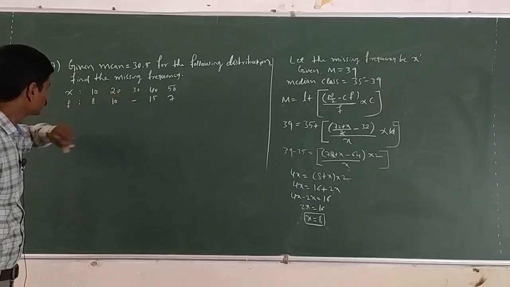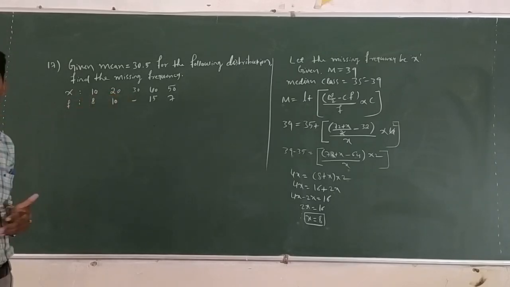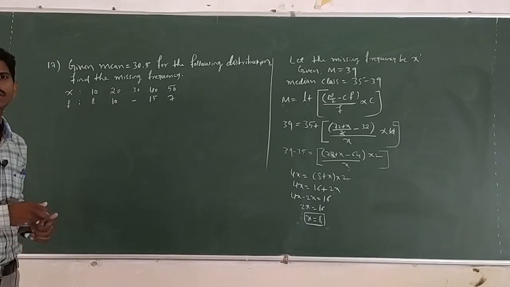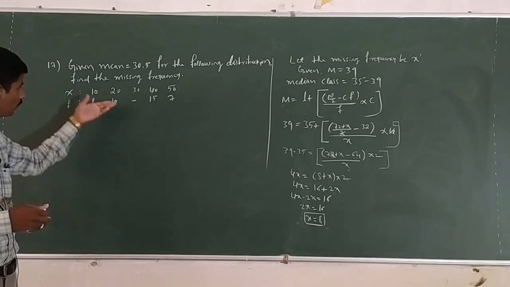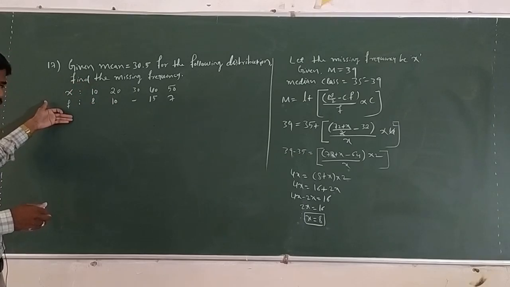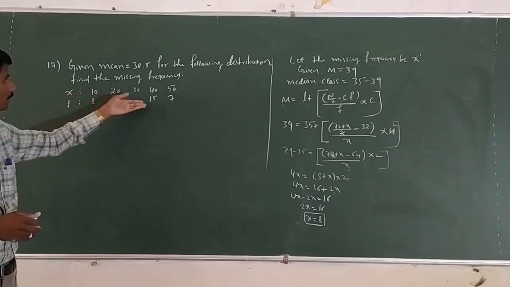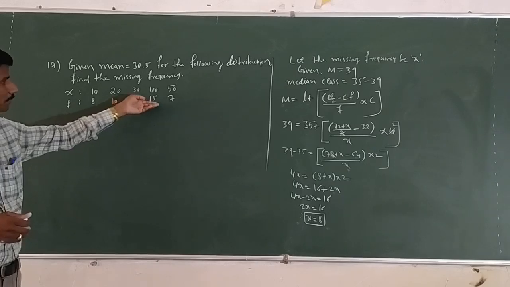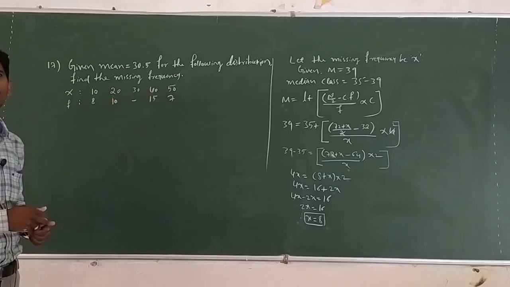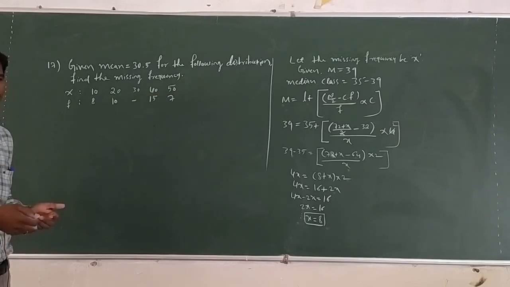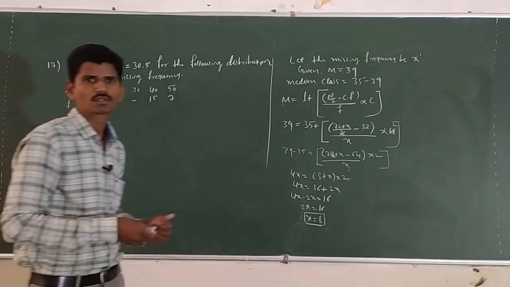Then how to calculate the missing frequency? You have to apply the formula x bar equal to sum of fx by capital N. Multiply x into f, that is, we will get fx values. Then the sum of frequencies, 8 plus 10 plus x plus 15 plus 7, is capital N. Then substitute the values, then we will get the answer. It is the homework.